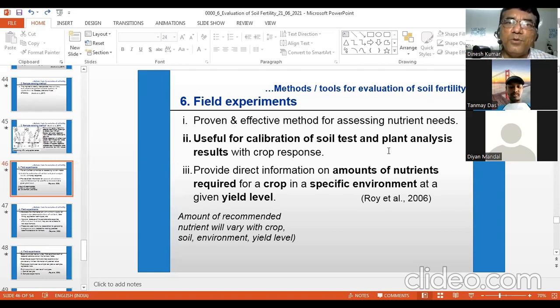And sometimes we can do these field experiments blindly also, meaning we need not go for soil testing. We can straightaway, based upon some idea and experience, use some fertilizer doses, find out the optimum dose and then develop the regression equations. So it is useful for calibration of soil test and plant analysis results, and provides direct information on the amount of nutrient required for a crop in a specific environment at a given yield level.